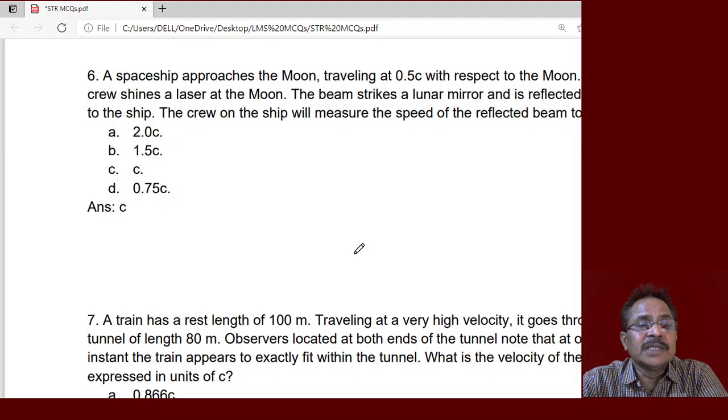Its crew shines a laser at the moon. The beam strikes a lunar mirror and is reflected back to the ship. The crew on the ship will measure the speed of the reflected beam to be as long as.